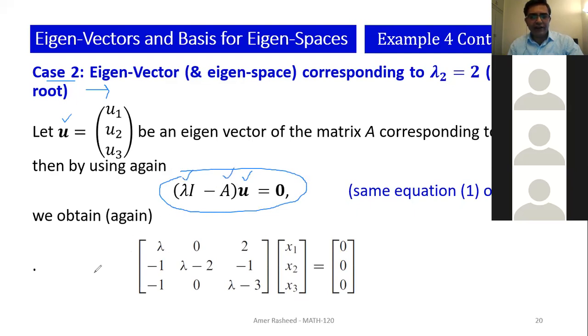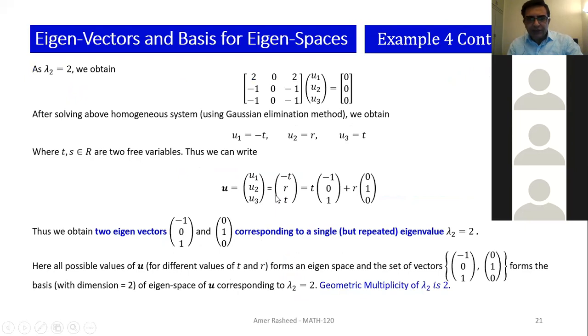After solving, we get this homogeneous linear system. I hope you can solve this homogeneous linear system by using Gaussian elimination, by reducing it into echelon form, and then we can get basically the solution of this linear system. Now let's move to slide 21. Now we know that lambda 2 is equal to 2.